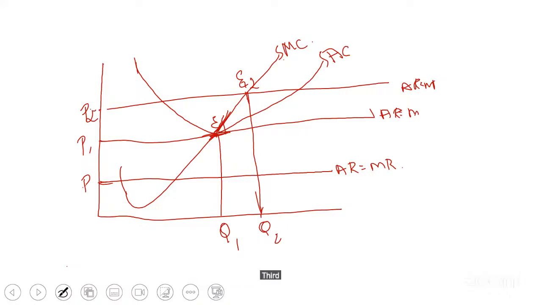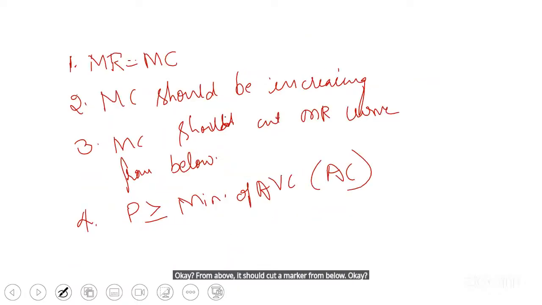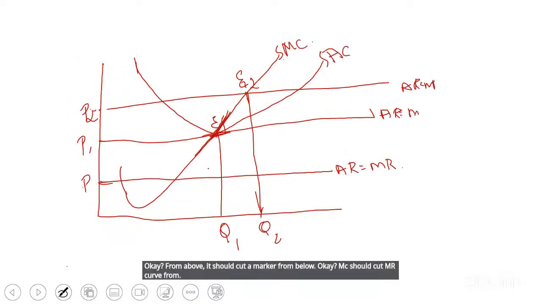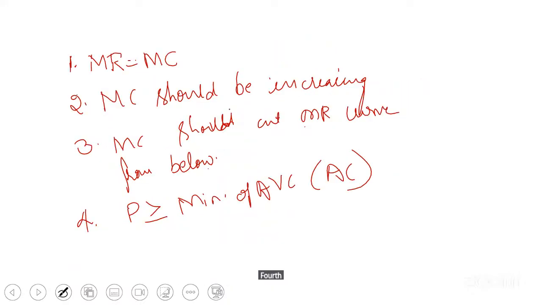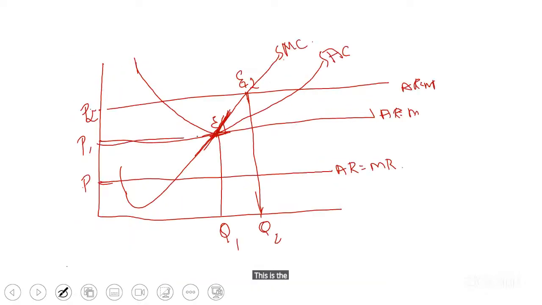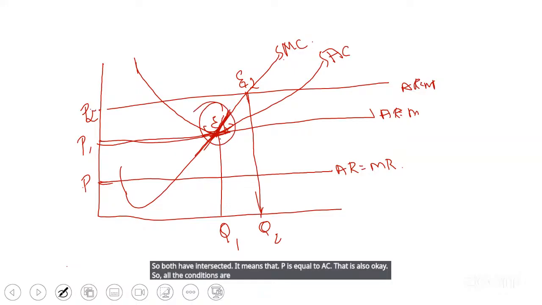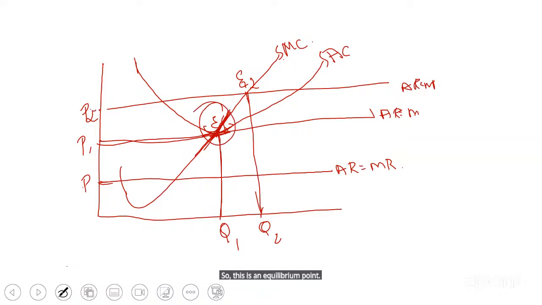Third one, MC should not cut the MR curve from above. It should cut the MR curve from below. Can you see it is cutting from below? Third condition is fulfilled. Fourth one, price should be greater than or equal to minimum of AVC. This is the price line, this is the AC line. Both have intersected. It means that P is equal to AC. That is also okay. So all the conditions are fulfilled. So this is an equilibrium point. Are you able to understand?